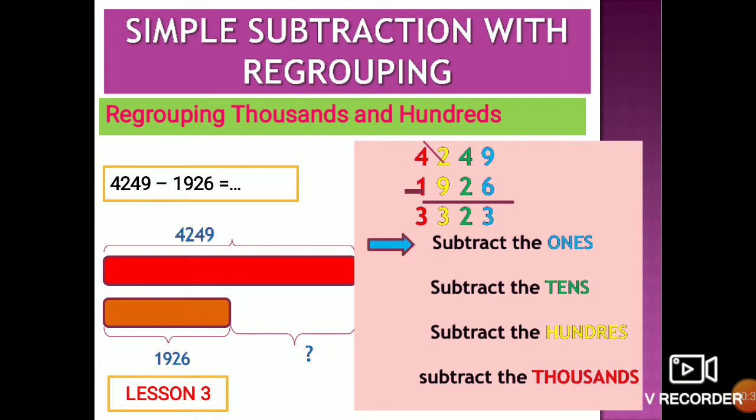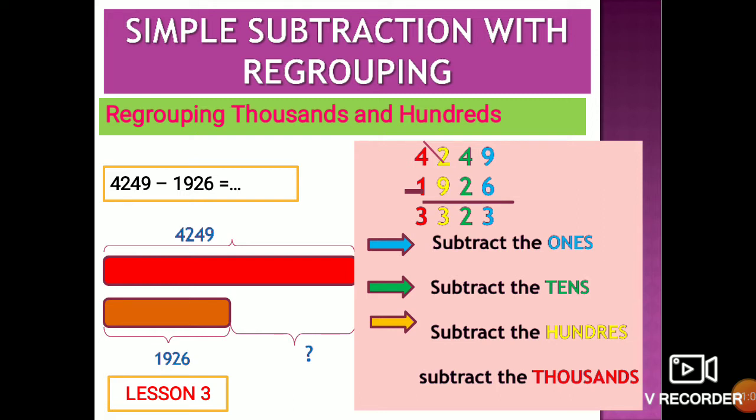Yes, you're correct. First we need to subtract the smallest, the ones. So 9 minus 6 will be 3. Then we move into the tens. Which one is the tens? Yes, this is the green one. 4 minus 2 equals 2. And then we work on the hundreds. This yellow is the 100.